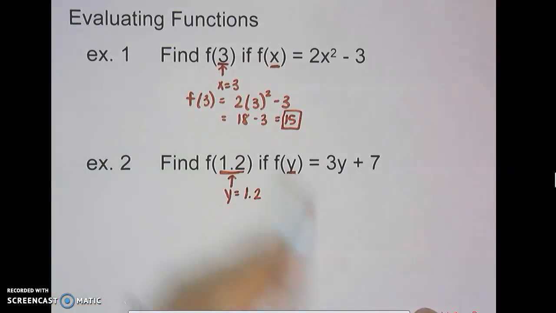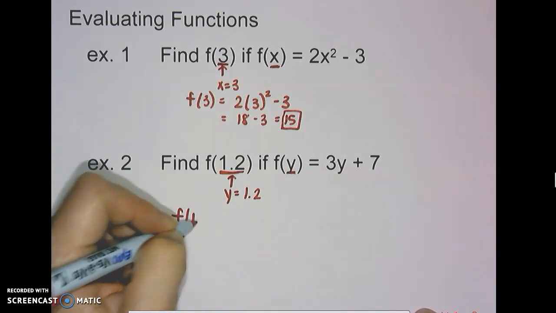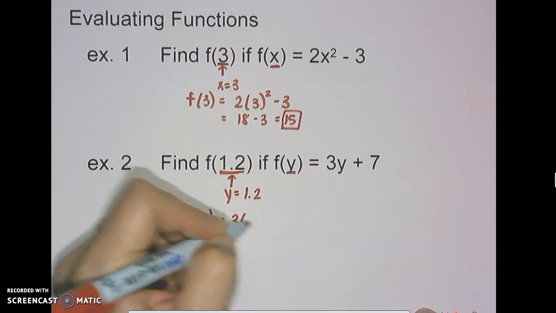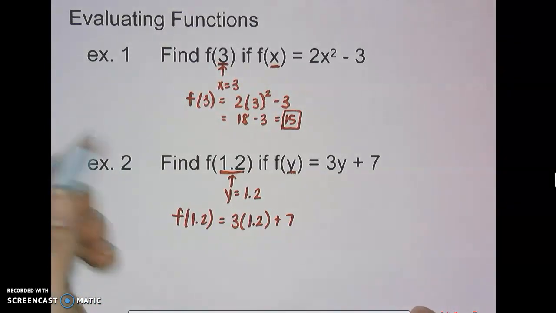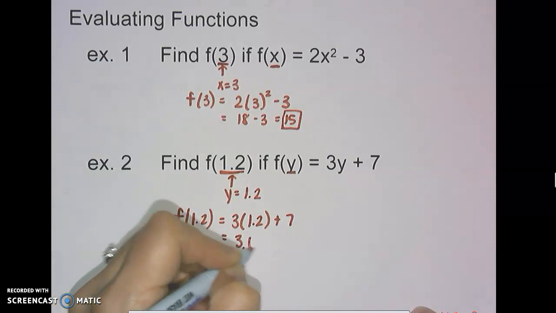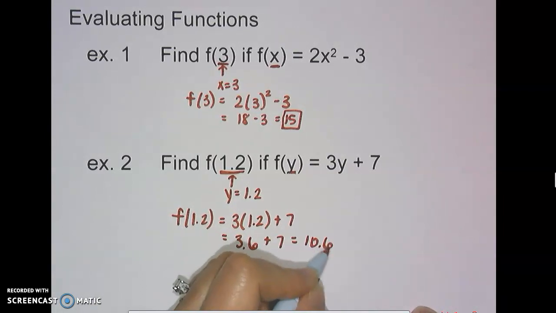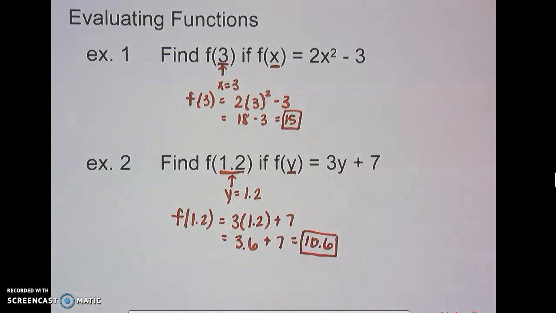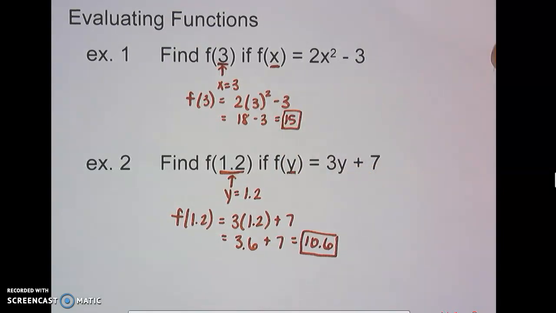Since that's our variable here and here, we're going to take this 1.2 and substitute it in for both of those. So we have f of 1.2 equals 3 times, instead of saying y, we're going to substitute in 1.2, plus 7. So 3 times 1.2 is 3.6, plus 7 is going to give us an answer of 10.6. So if the number is inside the parentheses, it is going to get plugged in for the variable that's in the parentheses here, and then obviously in the equation as well, right?